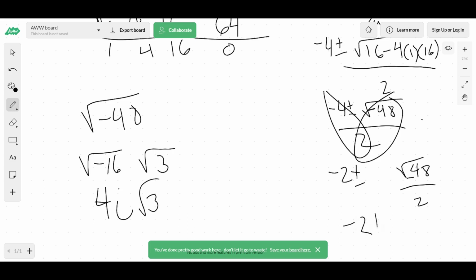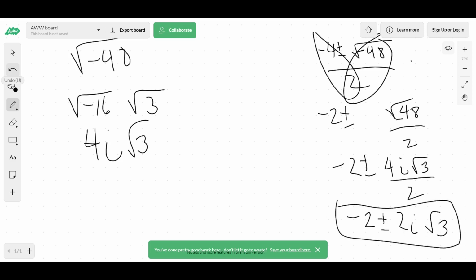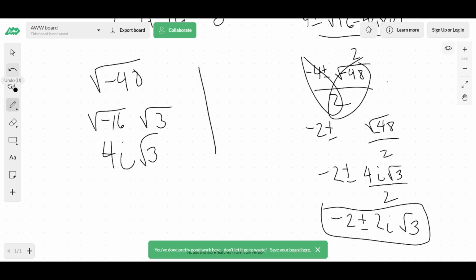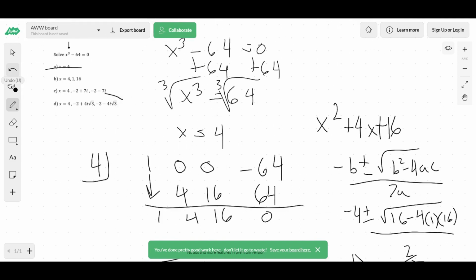So this would be negative 2 plus or minus 4i square root 3 over 2. And we can divide 4 by 2, which would be negative 2 plus or minus 2i square root 3. So this, after that long explanation, would be our final answer, which would be D. I would look for things that have radicals, because a lot of times they will not all reduce out.